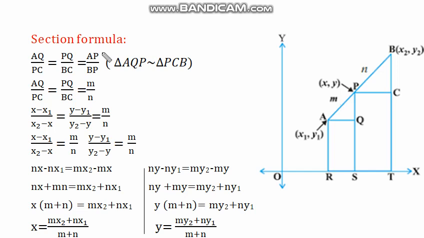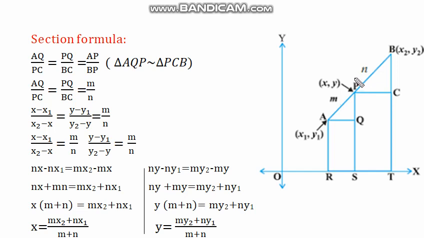Here we are going to discuss how to derive the section formula. Let's discuss. Here I took a line segment AB. This line segment AB I am going to divide into two sections, M and N. That means one particular point is going to divide the line segment into two sections. So here we need to find out that particular point, which is dividing the line segment into two sections.